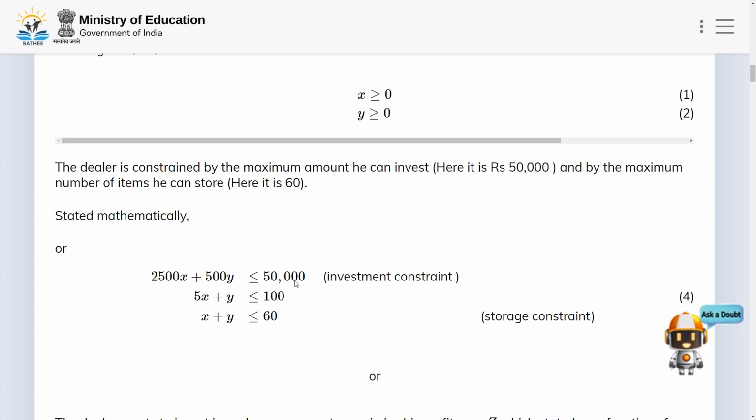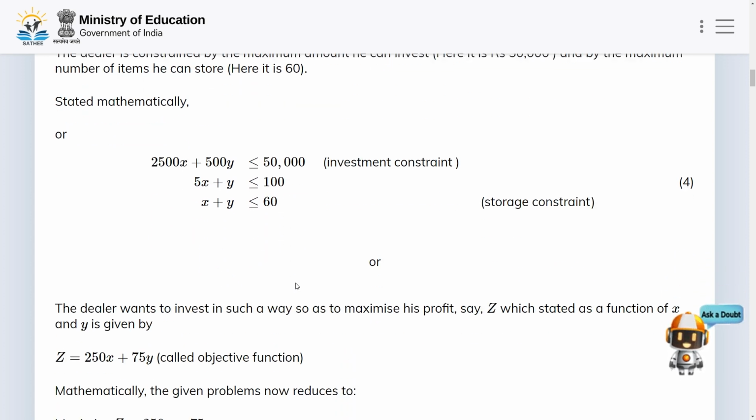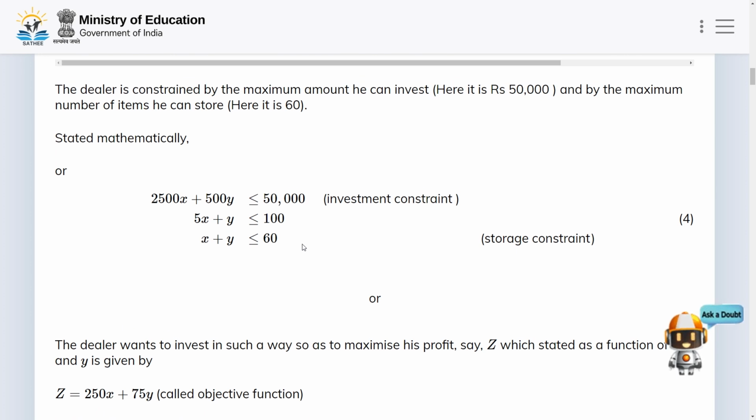Clear? So these are the pieces of information already given to you, which you have extracted from your problem.